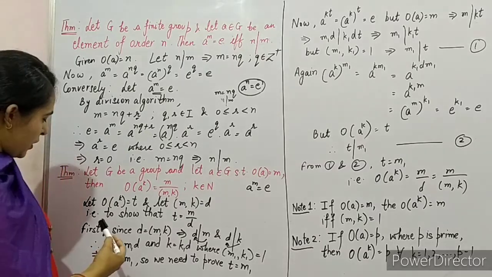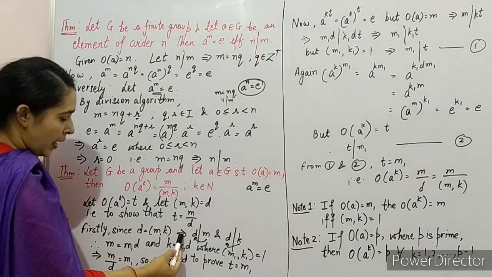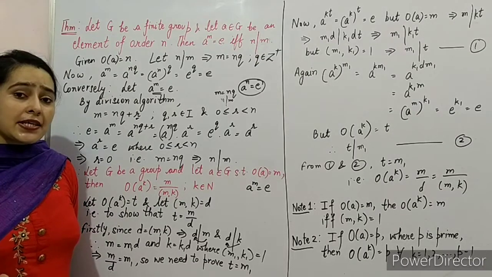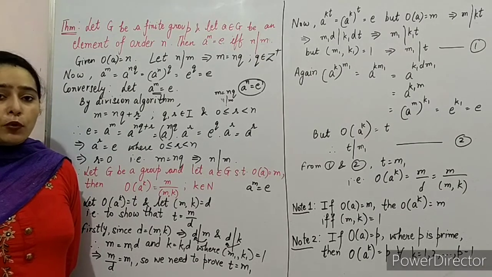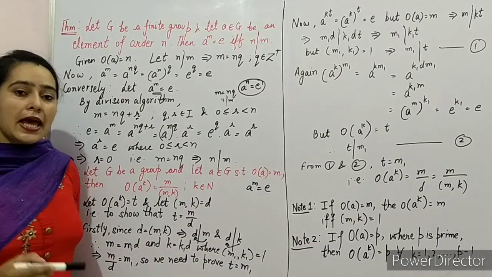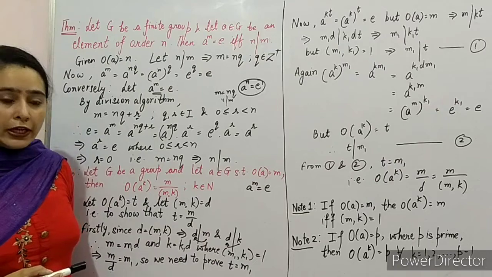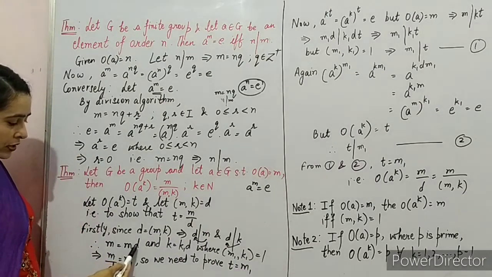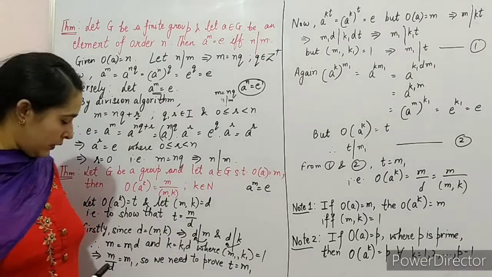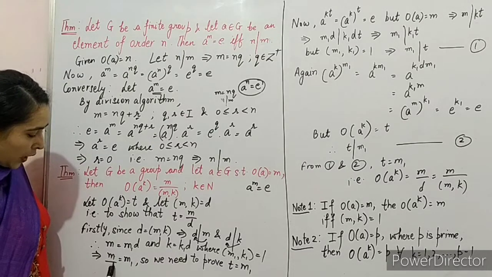We shall prove this. Firstly, since d is equal to GCD of m and k, this implies d divides m and d divides k. Why? Because d is the greatest common divisor, so it will surely divide both the numbers. If d divides m, that means m is a multiple of d. And similarly, if d divides k, then k is a multiple of d. So here we can write m is equal to m1d and k is equal to k1d, where GCD of m1 and k1 is equal to 1. From here, separating out m1, we have m1 is equal to m upon d.